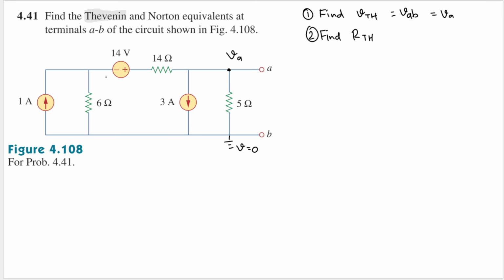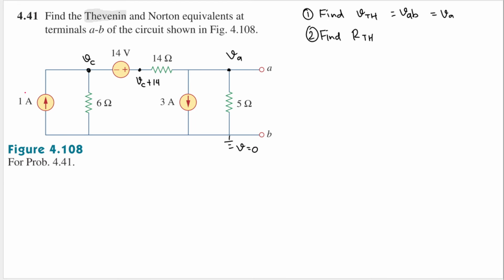Let's use another letter here. Let's just use VC for this part here. And this node here is 14 volts more than VC, so we will have VC plus 14 in this node here. Good. Now let's do KCL at VA and VC, and we can just use linear algebra after that.